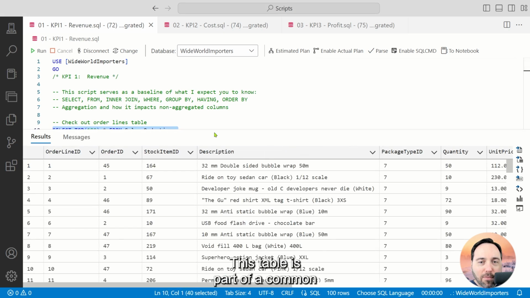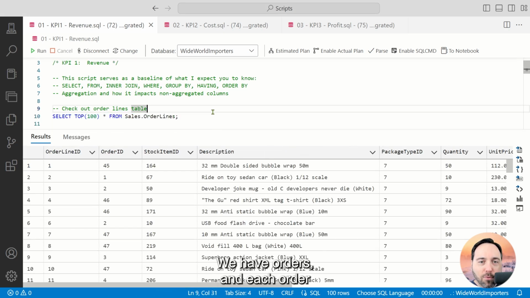This table is part of a common database pattern. We have orders, and each order contains one or more order lines. The order represents a discrete order event. Meanwhile, the order line tells us about an individual purchase within the context of that broader order.